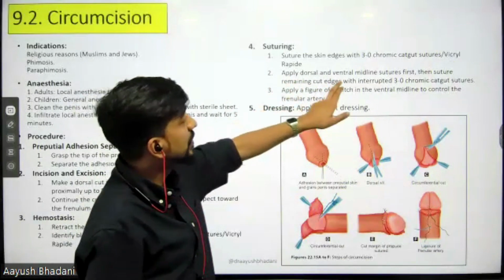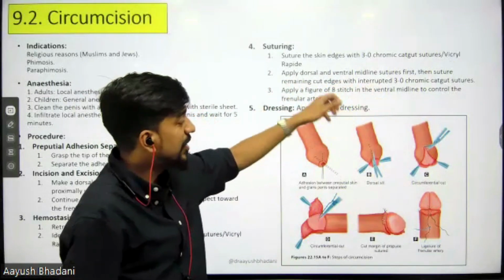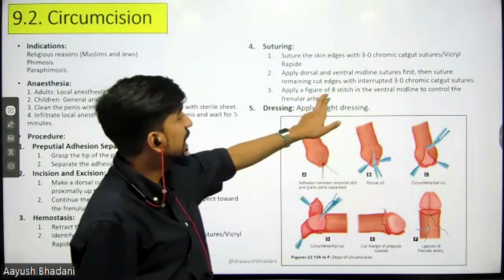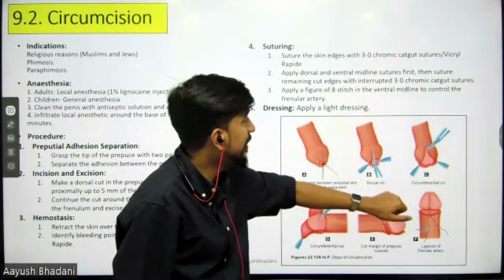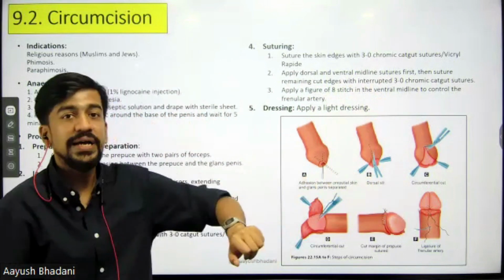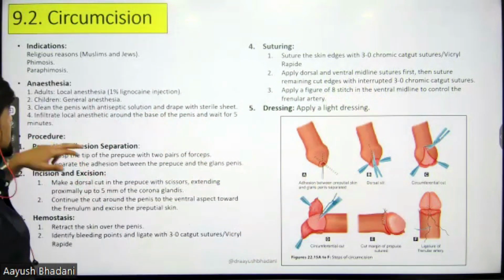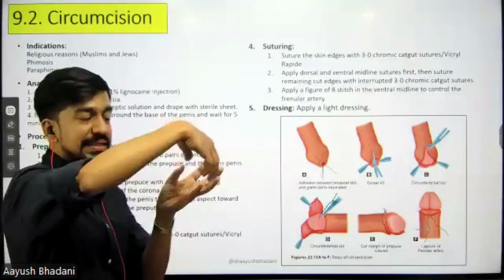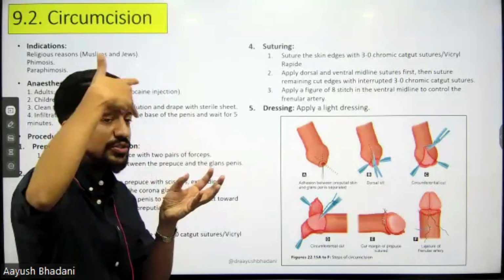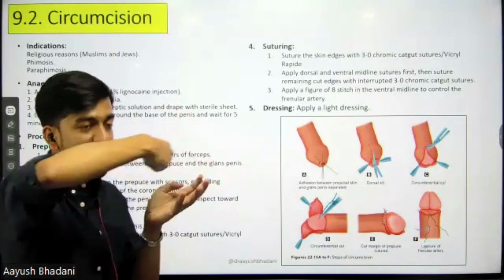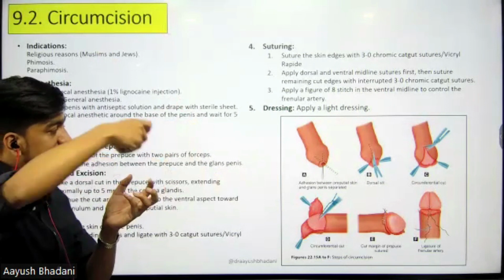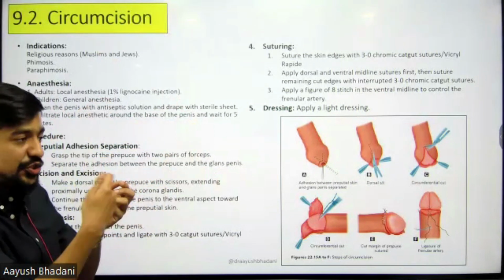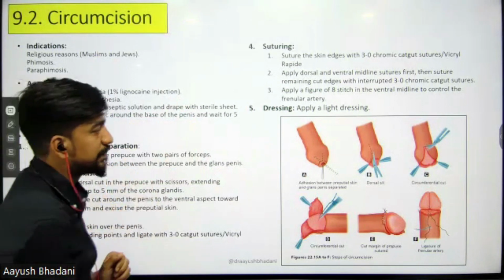We apply the dorsal and the ventral midline sutures first. Why? Because we need to make sure to ligate the frenular arteries. We also apply a figure of 8 at the midline to control the frenular artery and then apply a light dressing. So this is the basis of a circumcision. I hope it's clear. Very simple. You have to remove that excess skin, remove the adhesions, go in, make a vertical slit, then go circumferentially around, take it out, suture the skin edges, make sure to tie the frenular artery, and you're done.